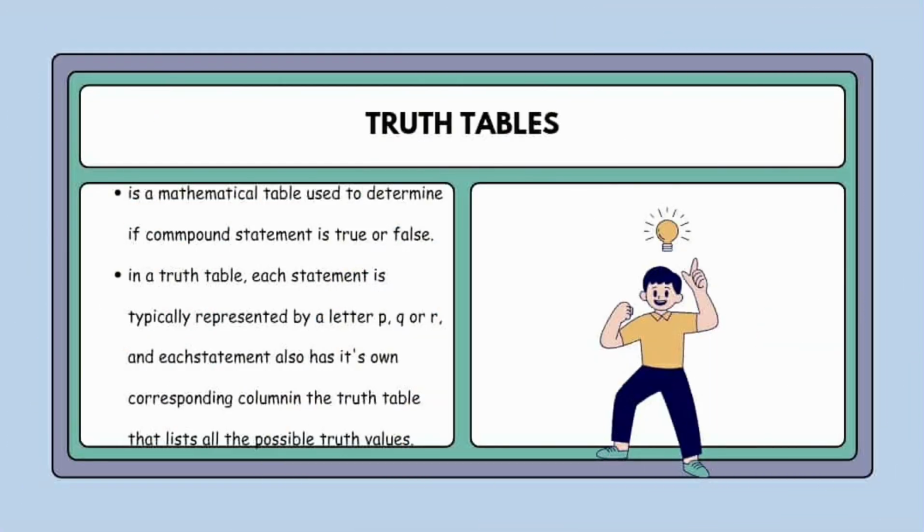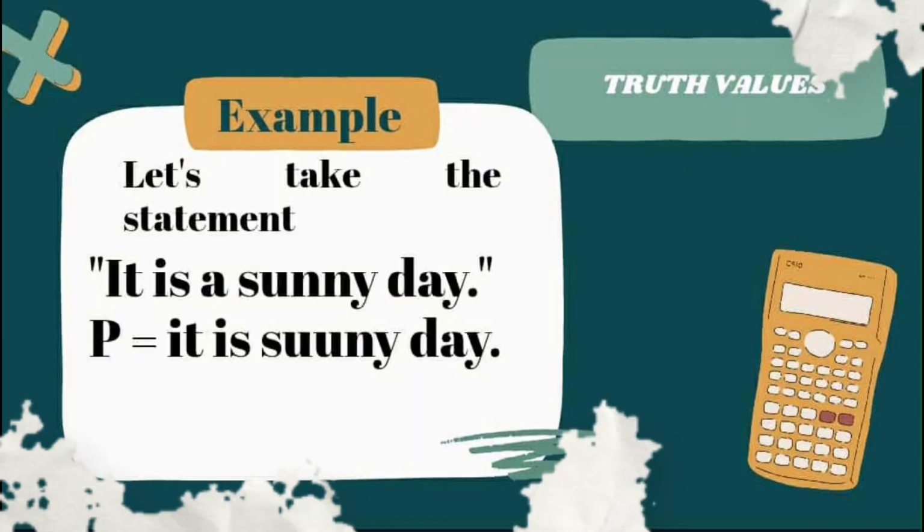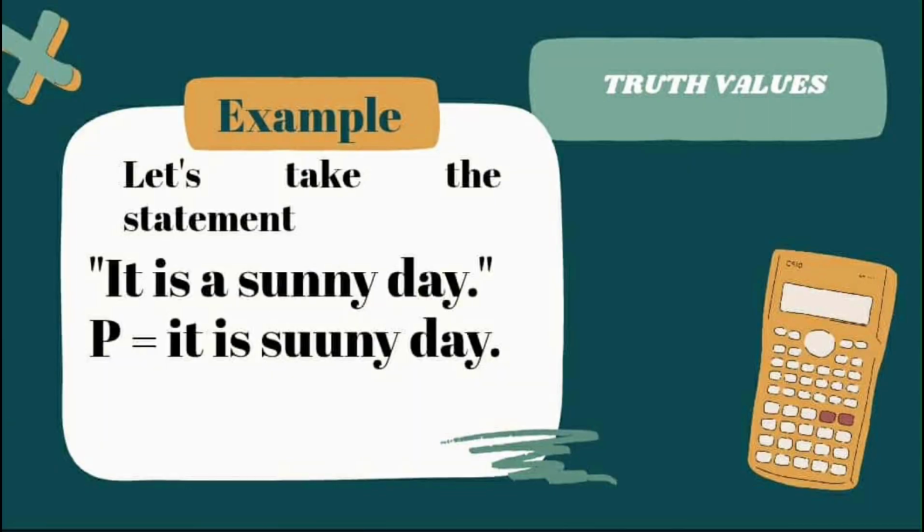A truth table is a mathematical table used to determine if a compound statement is true or false. In a truth table, each statement is typically represented by a letter P, Q or R, and each statement also has its own corresponding column in the truth table that lists all the possible truth values. For example, let's take the statement, "It is a sunny day." So our P is "It is a sunny day."